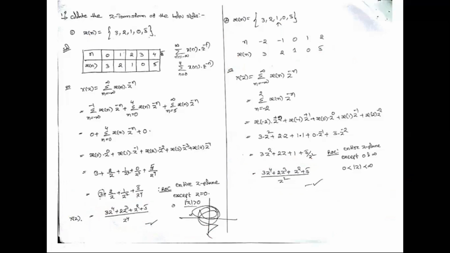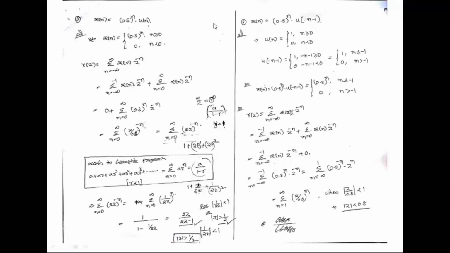Next example. Third example: x of n is equal to 0.5 whole power n mu of n. We already know a power n mu of n. The z transform is 1 by 1 minus a z inverse. What is the a here? 0.5. So according to the function a power n mu of n, the z transform is a standard z transform, 1 by 1 minus a z inverse, with ROC, the region of convergence, z greater than a.